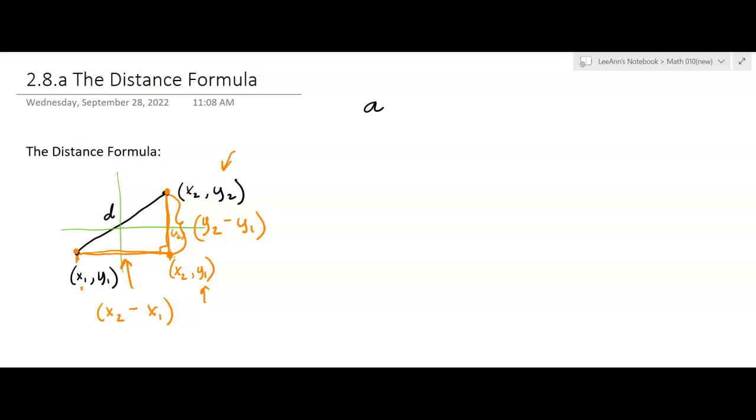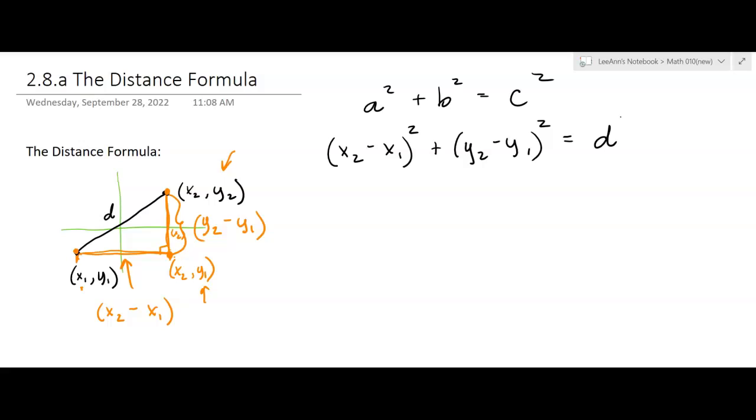So the Pythagorean theorem says a squared plus b squared equals c squared. Well, in our example, then, we have x sub 2 minus x sub 1, and we're going to square it, plus y sub 2 minus y sub 1, and we're going to square it, and that's going to equal the distance squared. Now to find the distance, remember we're trying to find the distance, we're going to take the square root of both sides. Now you might say, oh, you've got to put the plus or minus in, but the thing is the distance is only going to be a positive length. We're not going to have a negative distance.